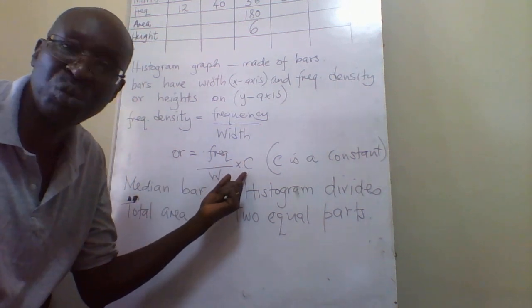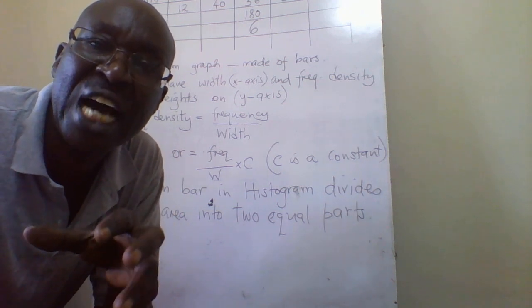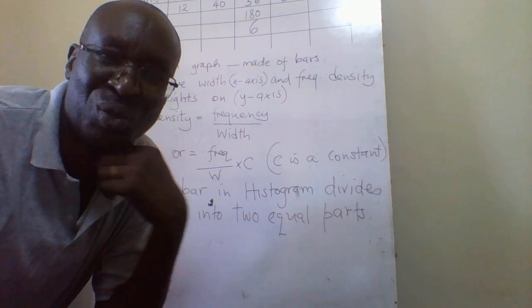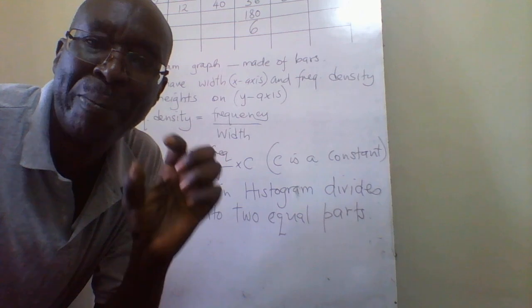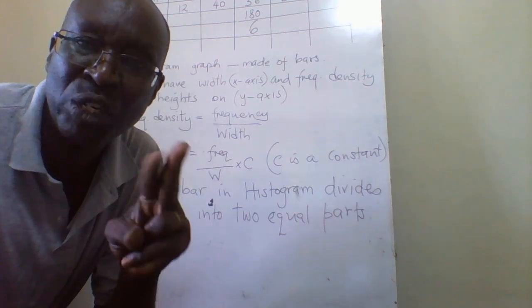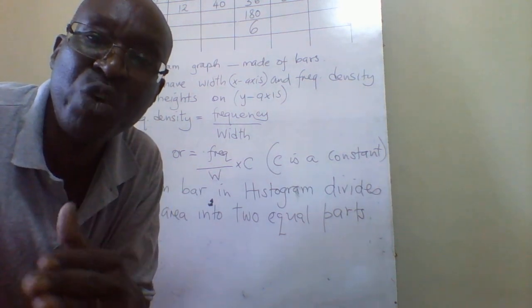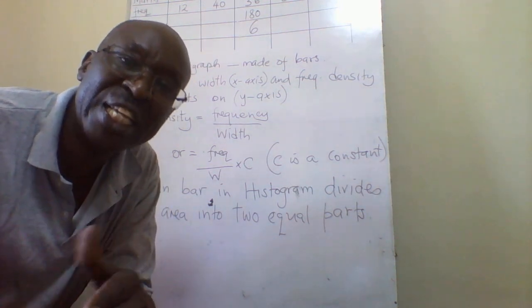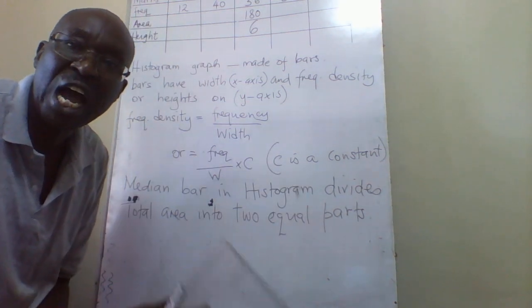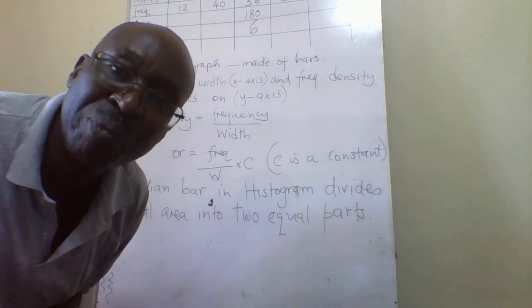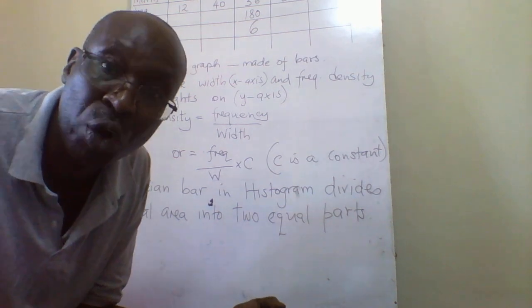When do we tend to use C? We tend to use C if the frequency density has decimals. So instead of working with decimals, you can multiply by a particular figure. It can be by 2, it can be by 5, it can be by 10. In doing so, I eliminate the decimals. So C is a multiplying factor to eliminate the decimals. It can be 2, 5, 10, and so on.